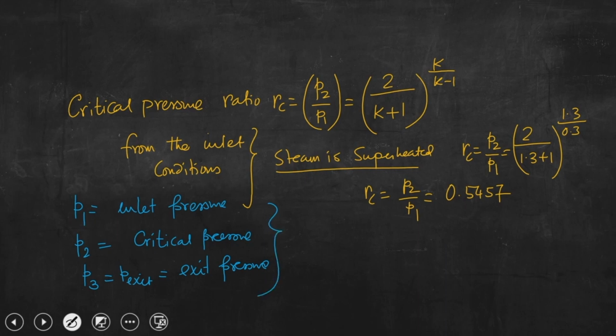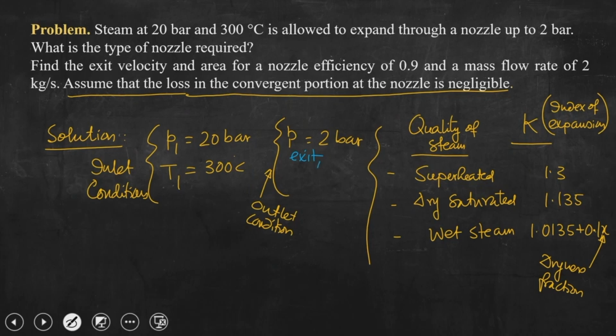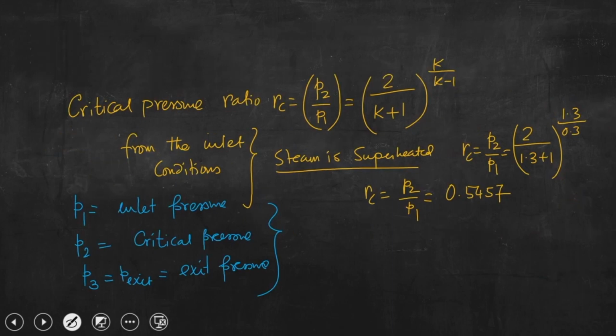The exit pressure is 2 bar, right, that is given. Therefore, P2 equal to 0.5457 into 20 bar, which is greater than P exit or P3. So, the critical pressure is greater than the exit pressure. I had written in one of the previous classes that this is why the critical pressure is so important. If the magnitude of critical pressure is greater than the exit pressure, the nozzle should be of convergent divergent type.